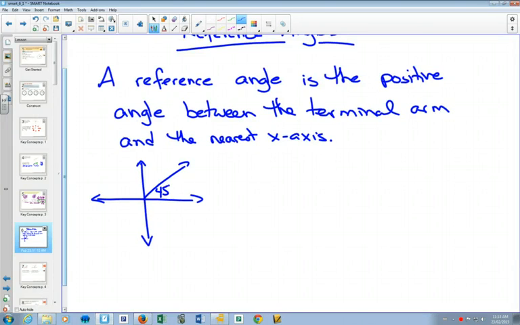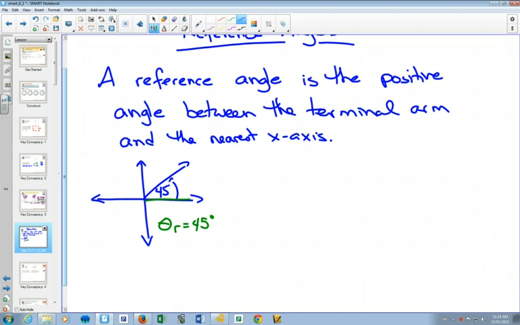So there it is in quadrant 1. That's 45 degrees because we go from there to there is 45 degrees. To the nearest x-axis, that would be right here. In quadrant 1, the reference angle for this one would also be 45 degrees because that's how far it is from the x-axis. The terminal arm to the x-axis is exactly the same as the angle in standard position.